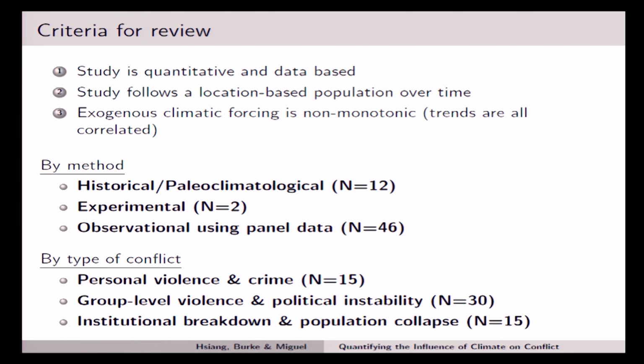So at all different scales of the conflict spectrum, we go from interpersonal violence, things like crime on the street and domestic violence, to intergroup conflict. These are things like racial riots or civil conflicts, all the way up to full-scale institutional breakdown and the collapse of historical populations.